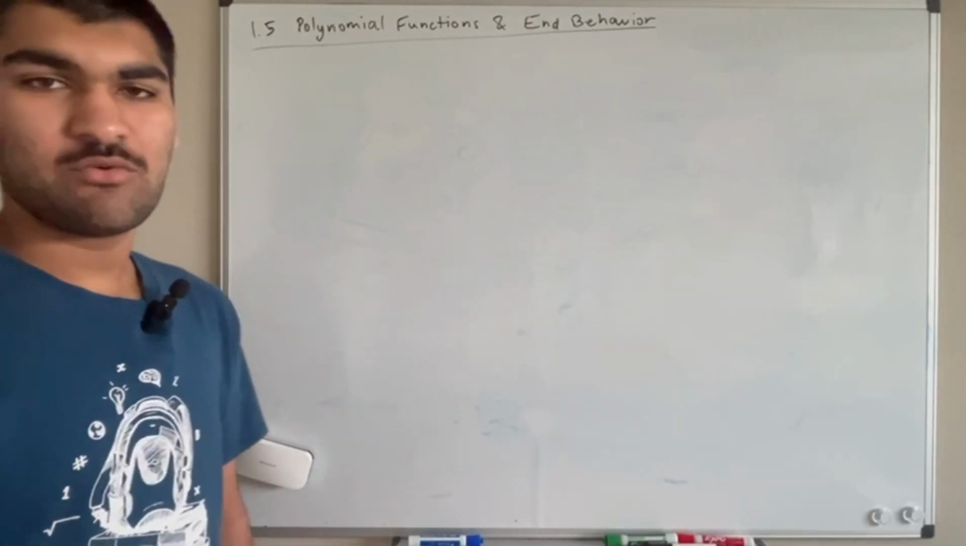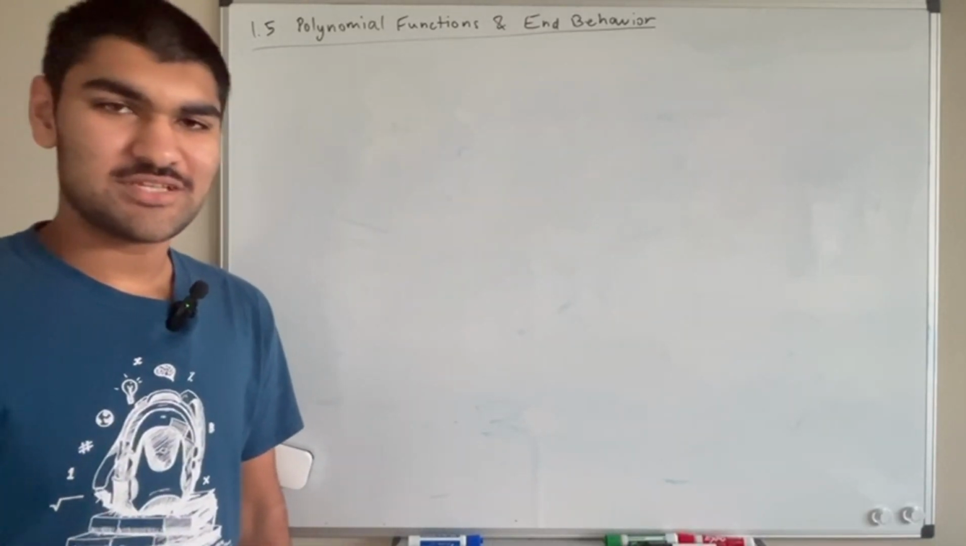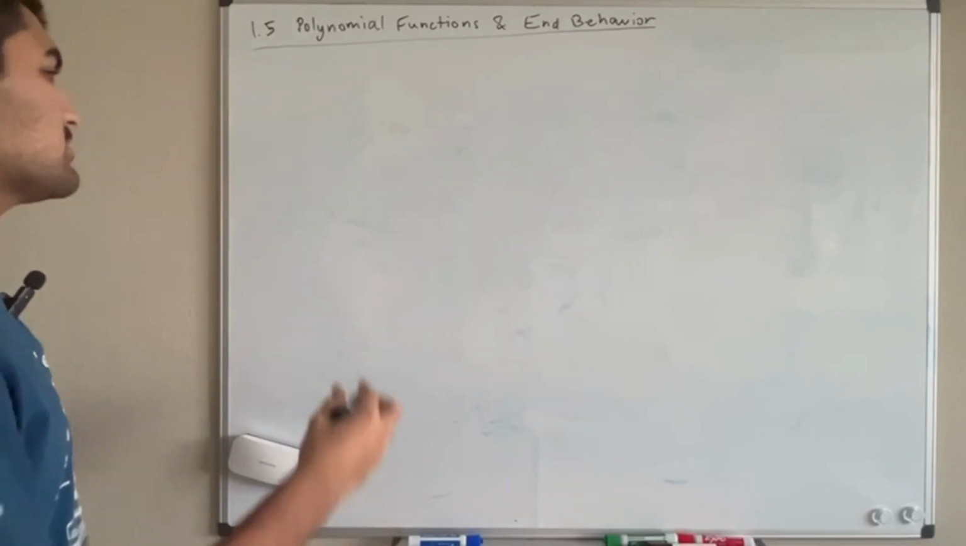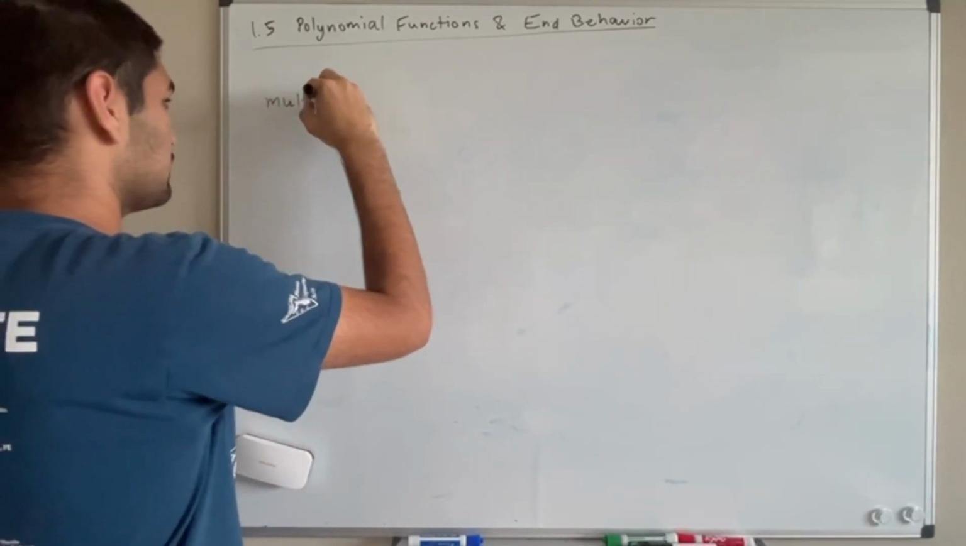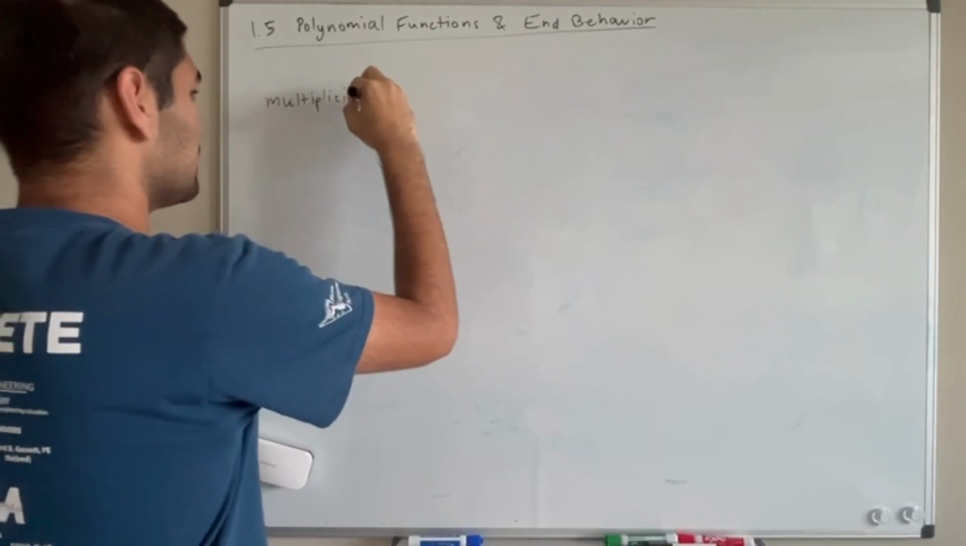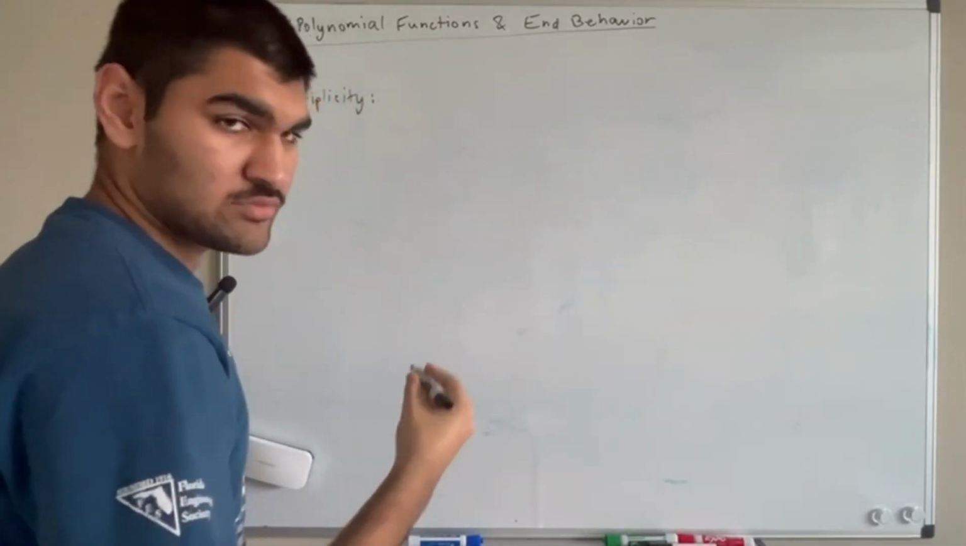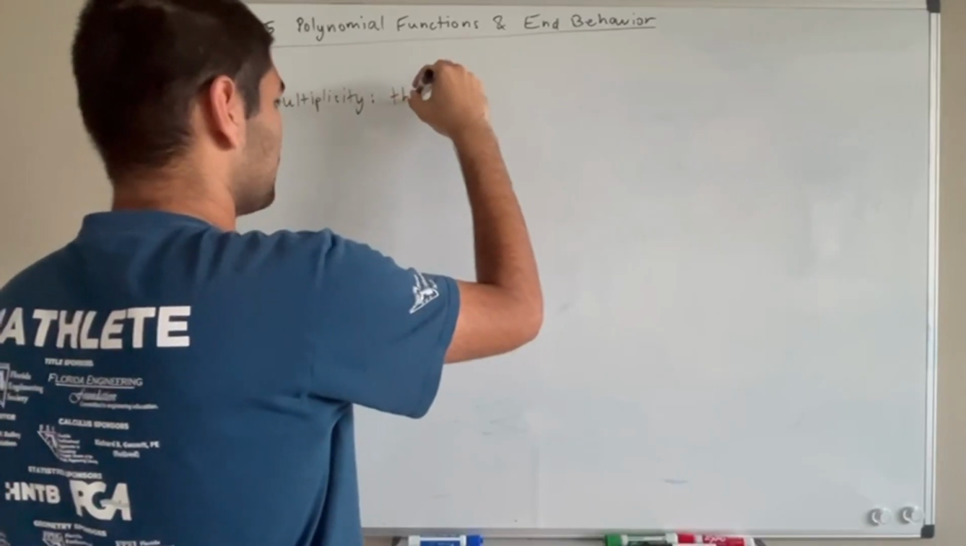Today we'll be discussing 1.5 polynomial functions and behavior. Okay, so to begin with, let's talk about multiplicity. So multiplicity is simply the number of times a root is repeated in a polynomial.